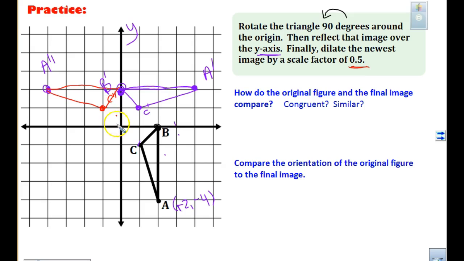So if this was at -1, +1, it's now going to be right here in the middle, right? It's going to be at -1/2 and up 1/2. This was at 0.2, it's now going to be at 0.1. This was over at 4.2, it's now going to be at 2.1.